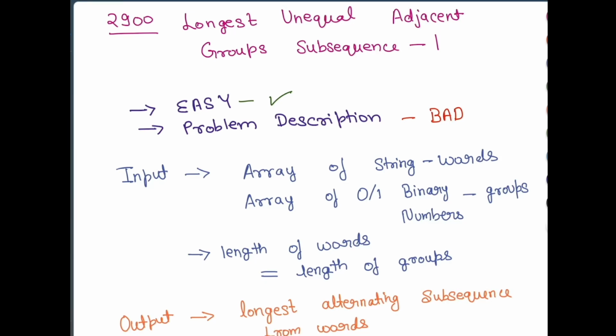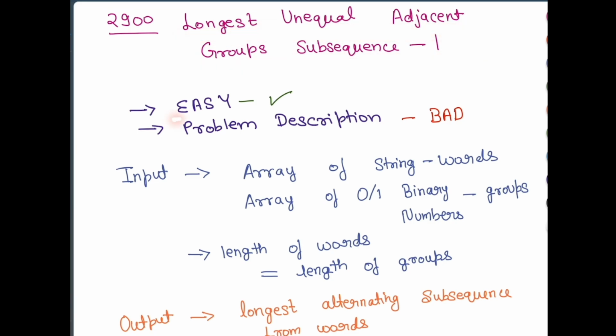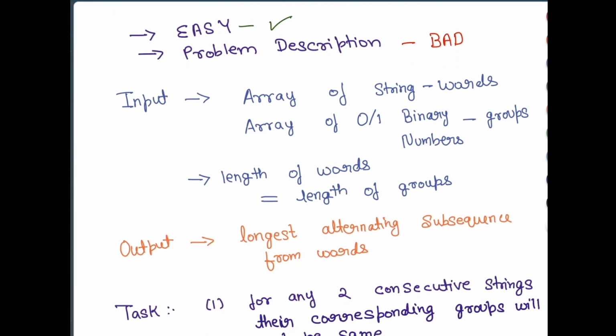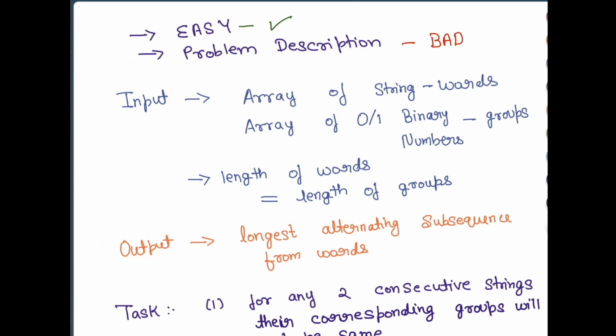In this video, we are going to solve the Leetcode problem of the day, and the problem is Longest Unequal Adjacent Groups Subsequence part 1. Now the problem category is easy level, and I would say yes, it is easy, but the problem description given is really bad. And that's fine. We just need to know about the input and the output and how to reach the output from the input, and that is what we are going to understand for now.